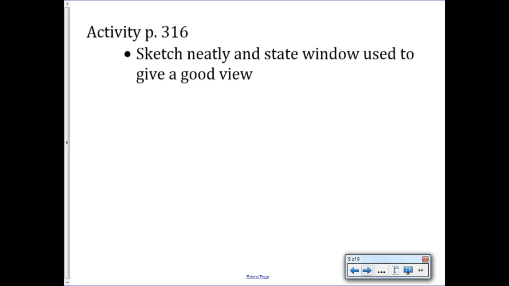Alright, the last piece is a graphing calculator activity. That's on page 316 in your book. This is something we will also talk about. It's sketching it, stating the window used to give a good view. We've talked a lot about setting up the appropriate window, so if you want to take a look at that ahead of time, that would be great, and then we will talk about it in class.